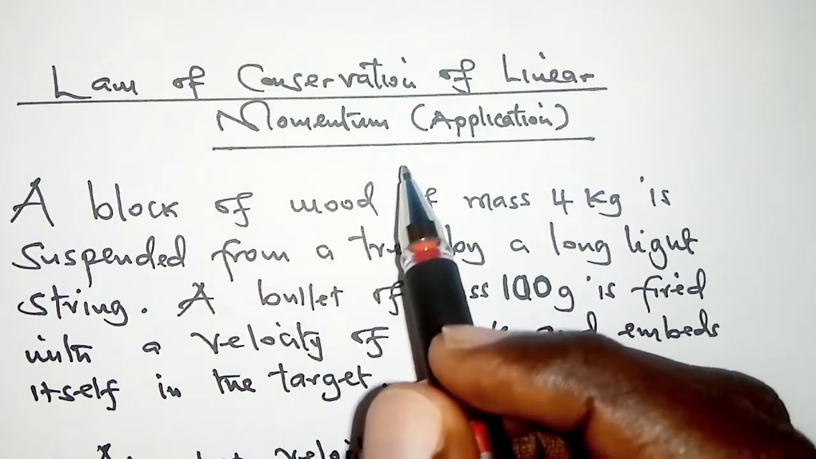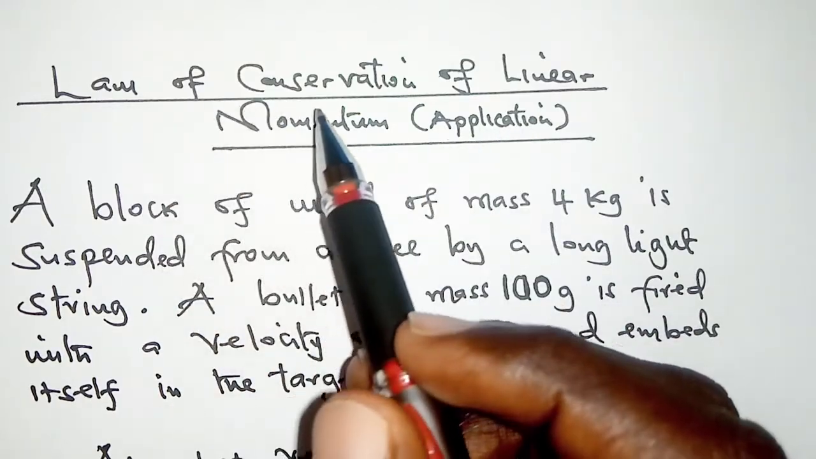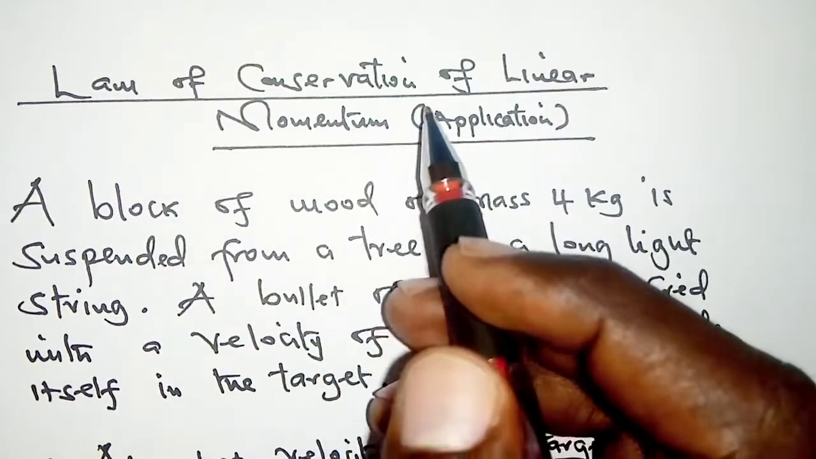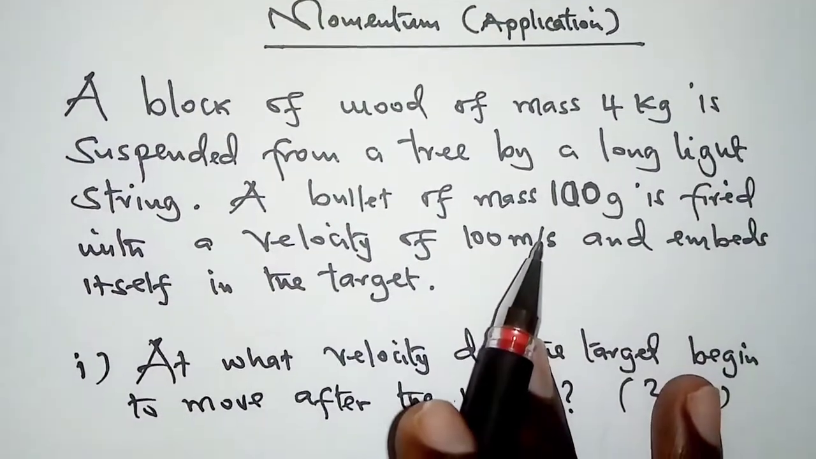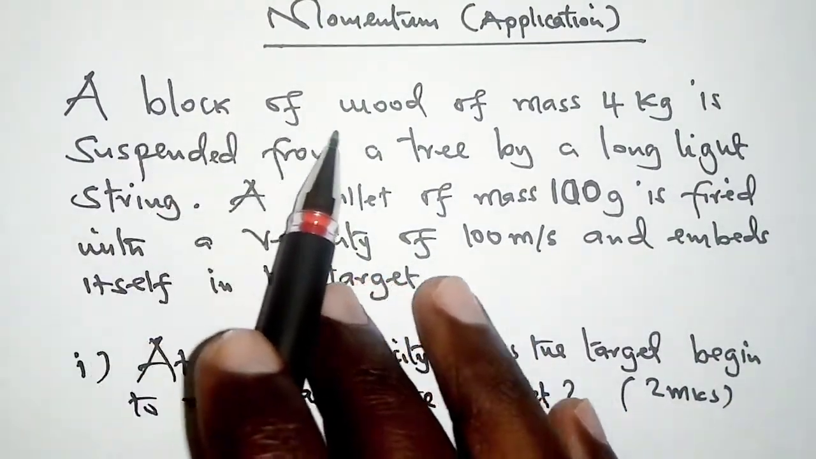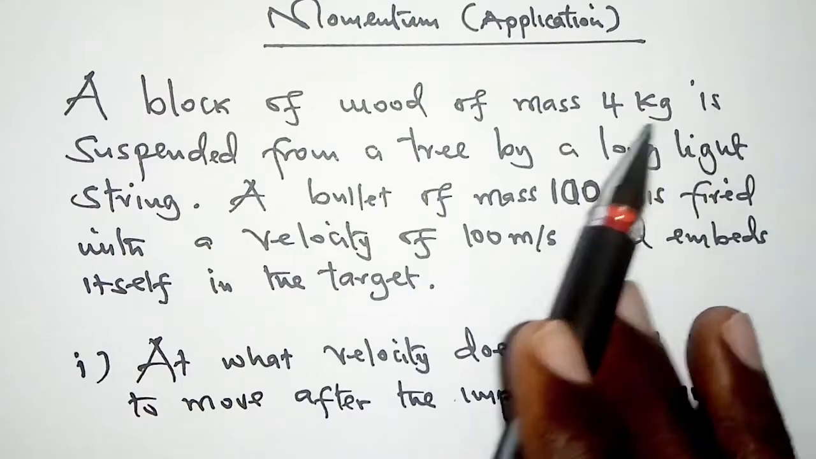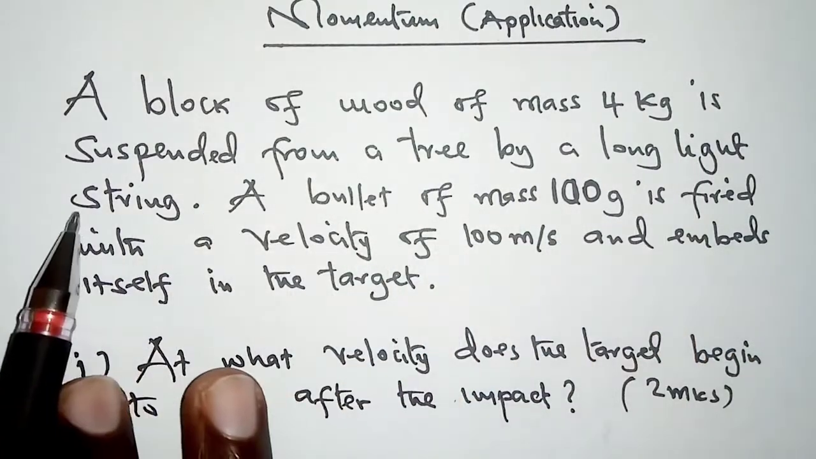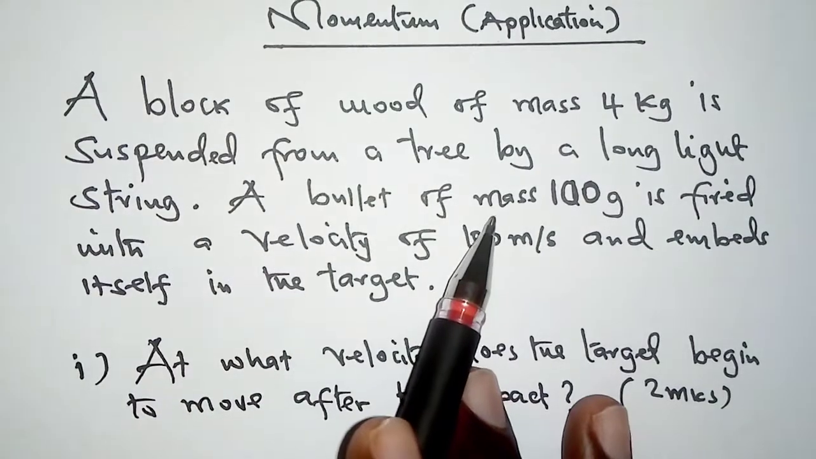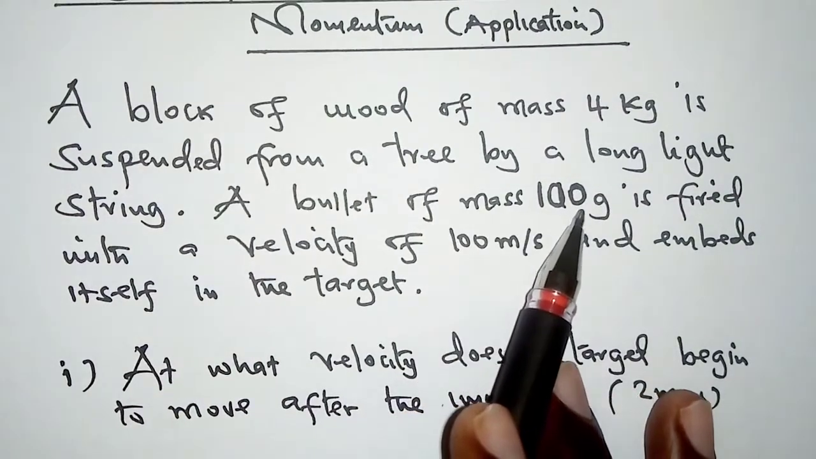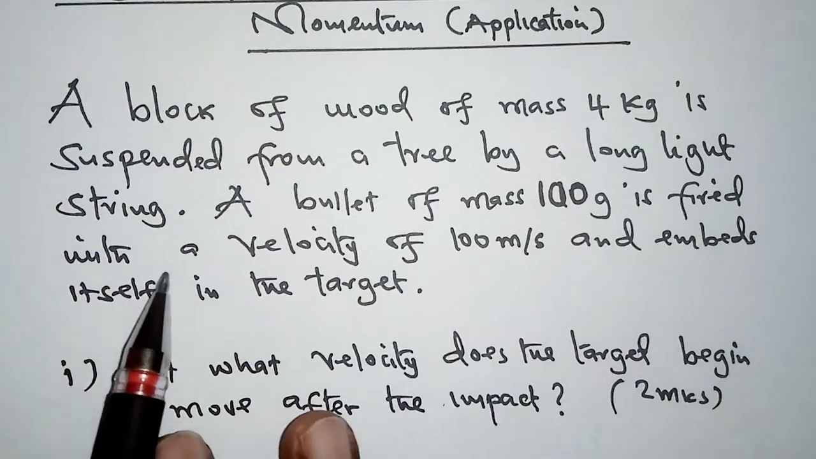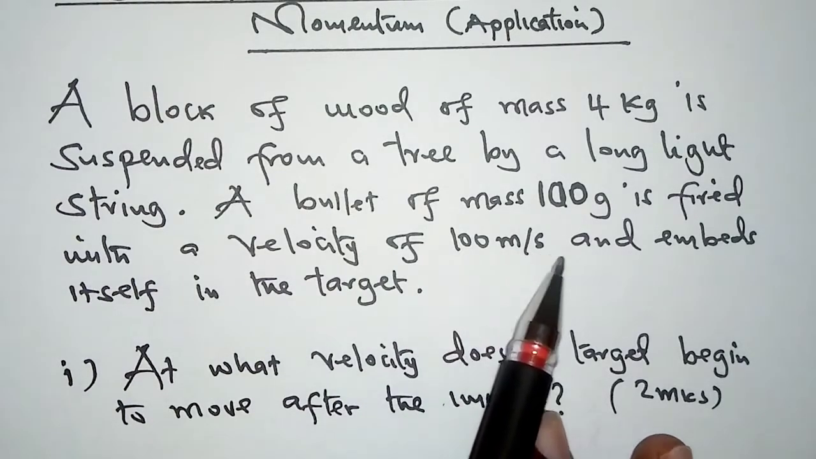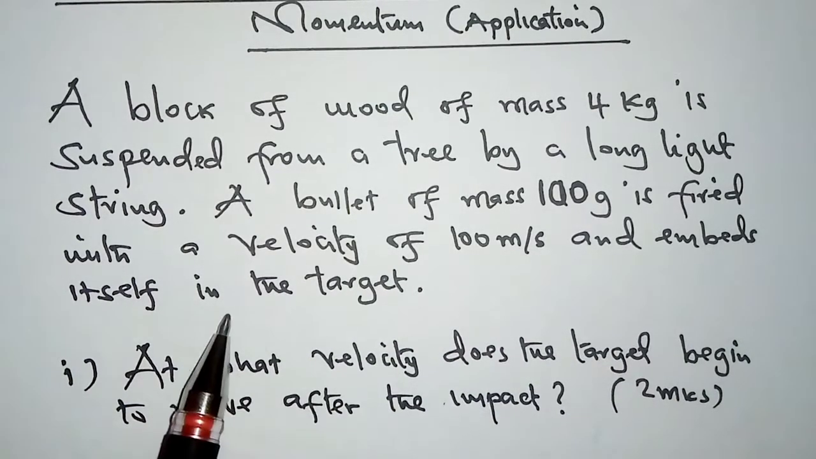Today we are going to look at the application of the law of conservation of linear momentum in the question that follows. A block of wood of mass 4 kilograms is suspended from a tree by a long, light string. A bullet of mass 100 grams is fired with a velocity of 100 meters per second and embeds itself in the target.